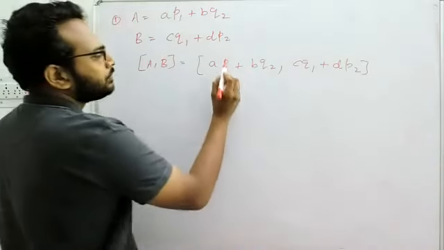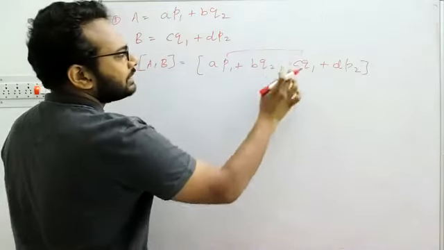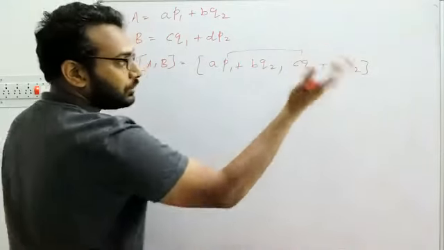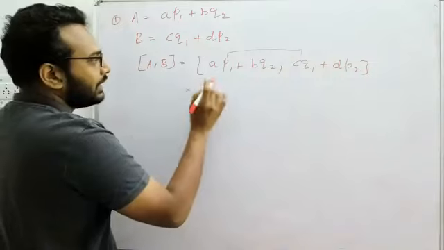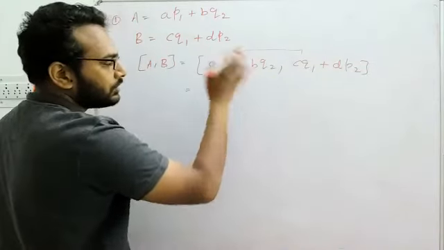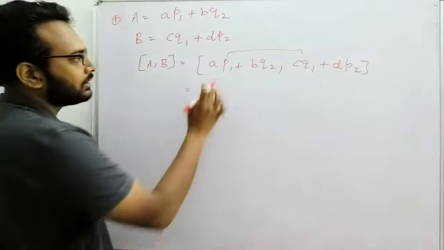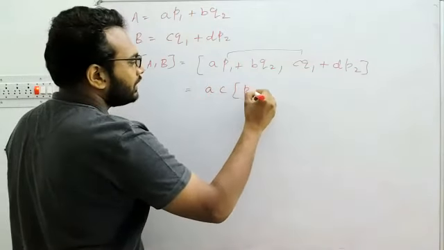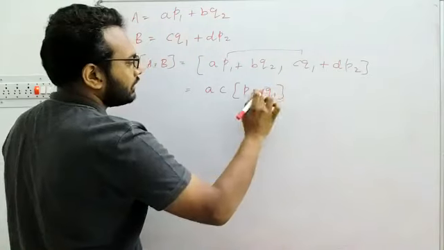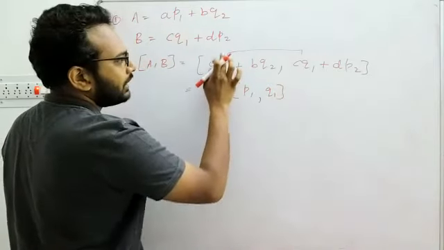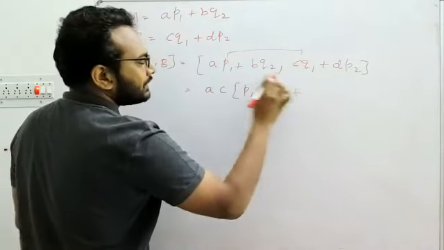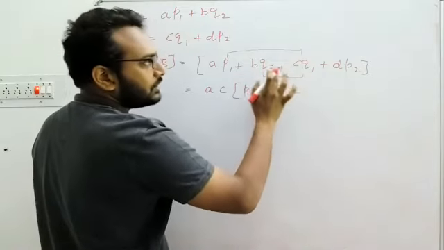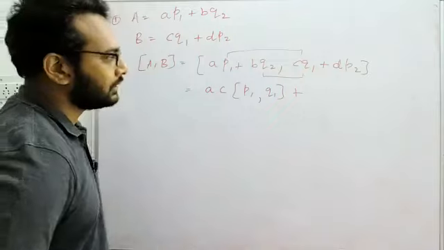If you look at this, AP1 with CQ1: P1 with Q1 is non-zero. P1 with P2 is 0, so we don't have to write this. And the constants you can pull out of the Poisson bracket. So this is equal to AC, P1 with Q1. Plus, now we look at the second term, BQ2 with CQ1, that's 0, because Q2 with Q1 is 0.